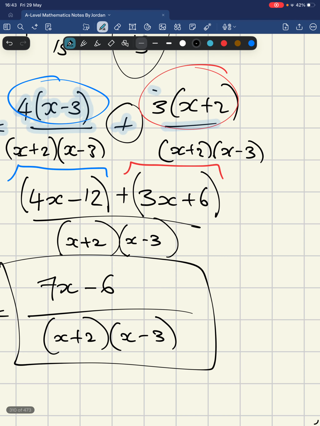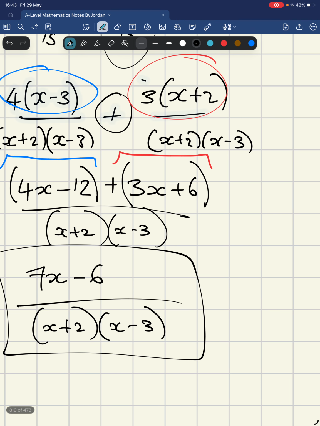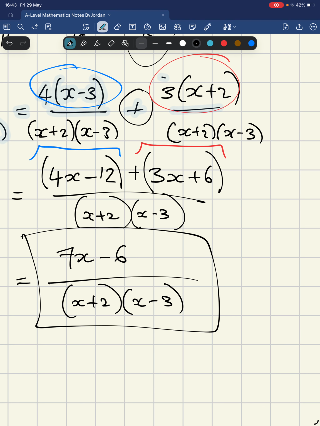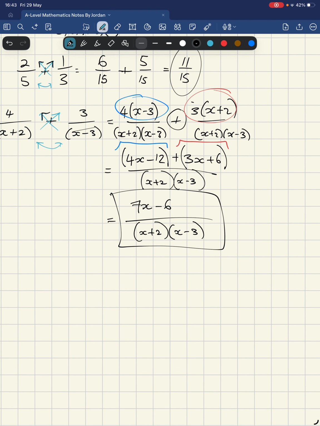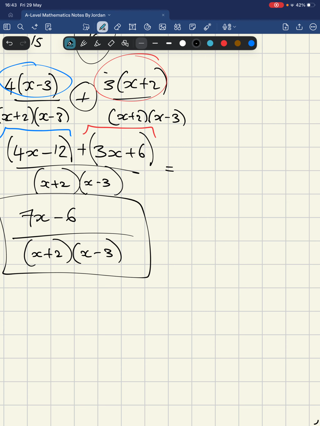So by the way, if you don't like that last bit with the negative 12 and the positive 6, I know some people hate that. I'm just going to show you a really quick method that I use for that. I'm going to lay this out here.